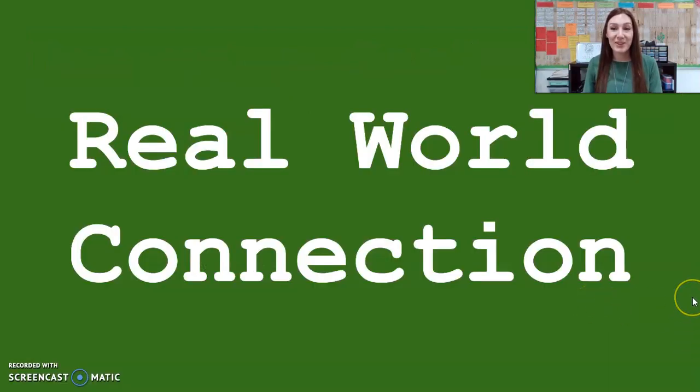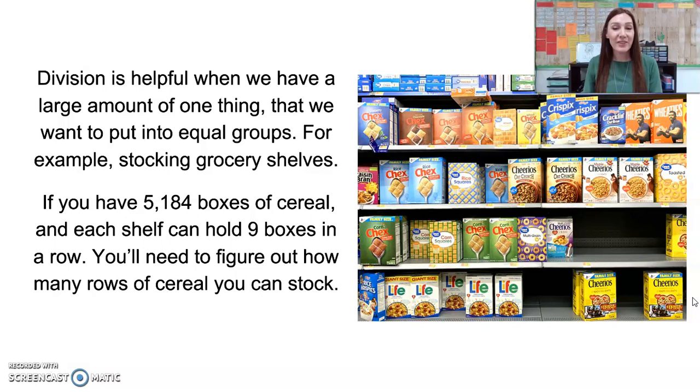Let's look at our real-world connection. Division is helpful when we have a large amount of one thing that we want to put into equal groups. For example, stocking grocery store shelves. If you have 5,184 boxes of cereal and each shelf can hold 9 boxes in a row, you'll need to figure out how many rows of cereal you can stock.